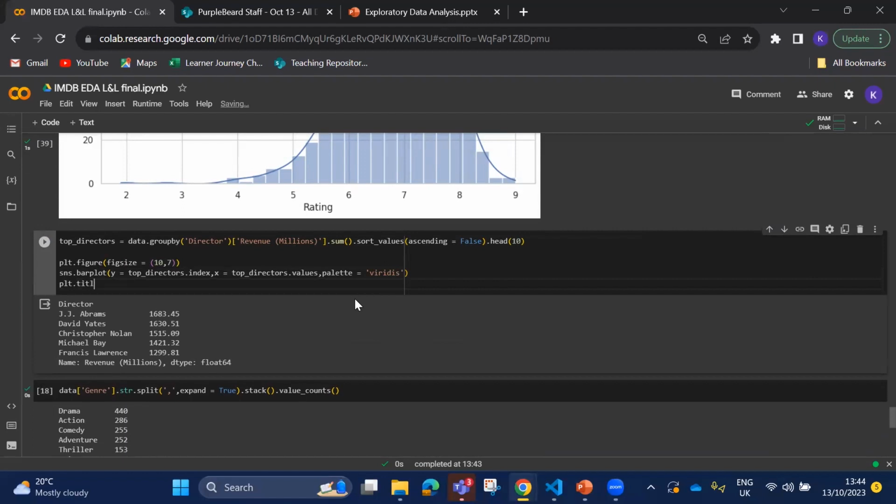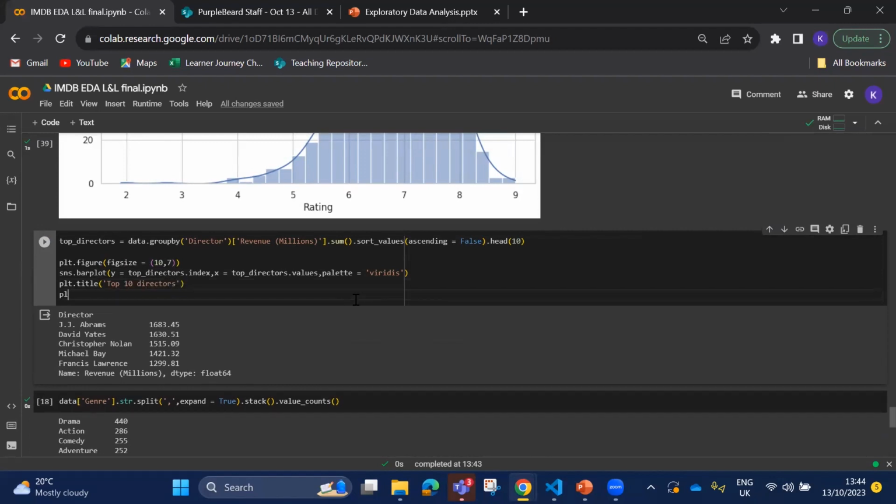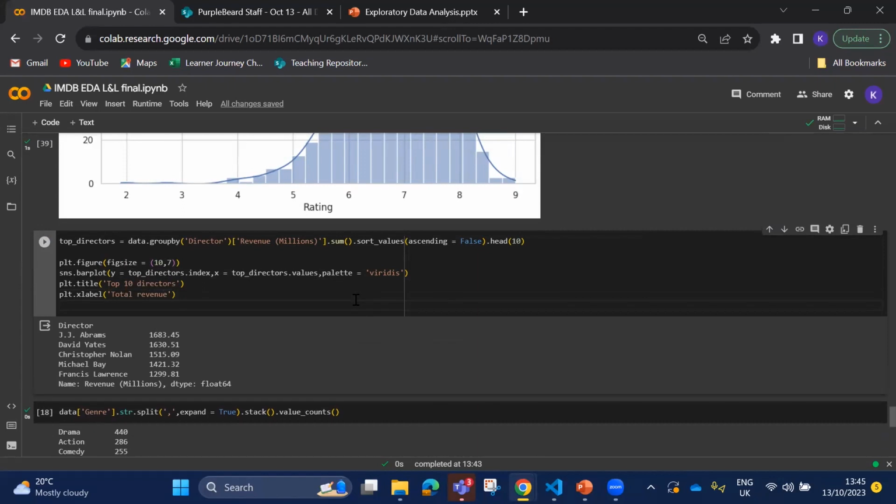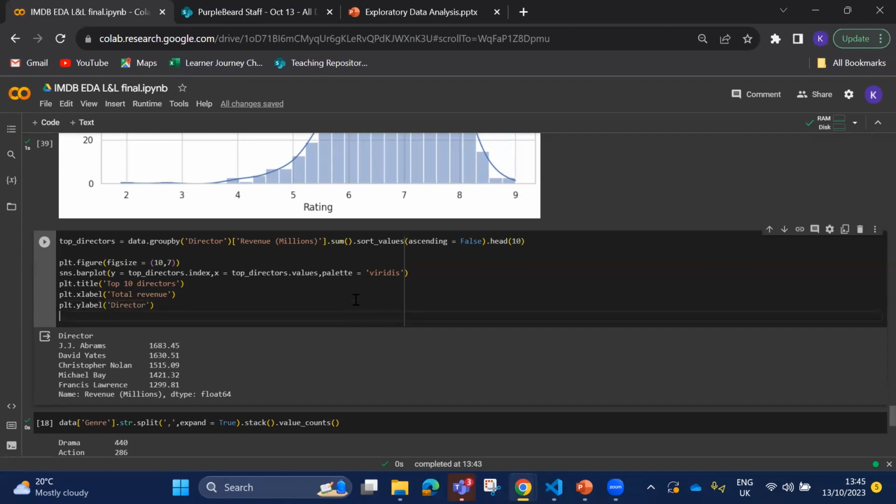Again, I'm going to give it a title, say top 10 directors, and then some labels. X label, let's say total revenue made by that particular director, and then Y label would be director. Then we'll call show. Let's see what we get.